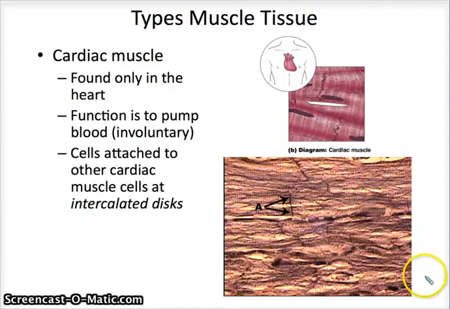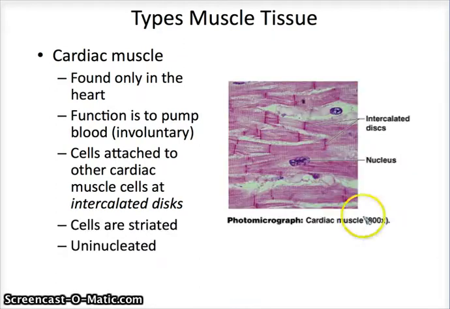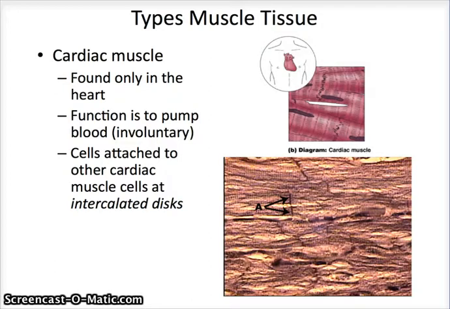Now, cardiac muscle, you'll notice, also has striations. In this diagram, you don't see it. The striations aren't as clean as they were with the skeletal. When you look at this one, you can see very clean looking striations. Now, the other point is what this is pointing to here. Okay, right here. This is what's known as an intercalated disc. You can see a couple more here. You can see one here.